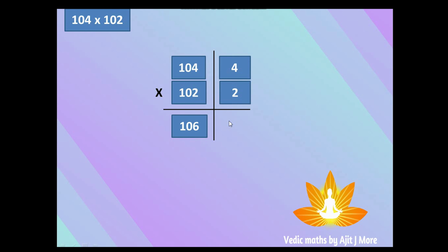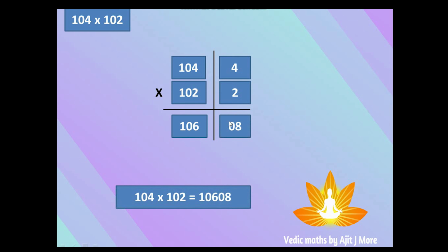Now second part is 4 into 2, that is 8. But as in our base, there are two zeros, second part should contain two digits. But our answer is coming one digit. So prepend it with 0 and you'll get 08. Combine this, that is your solution.